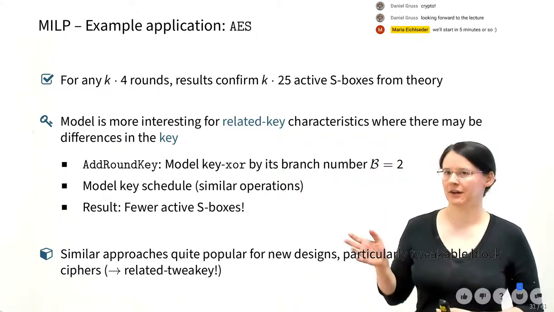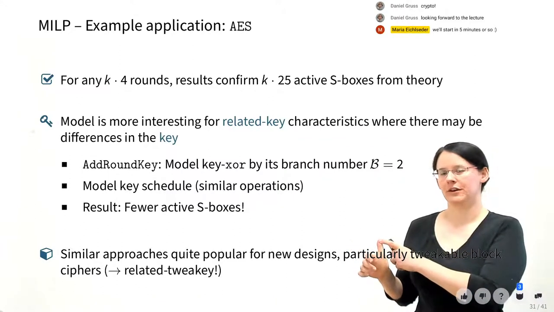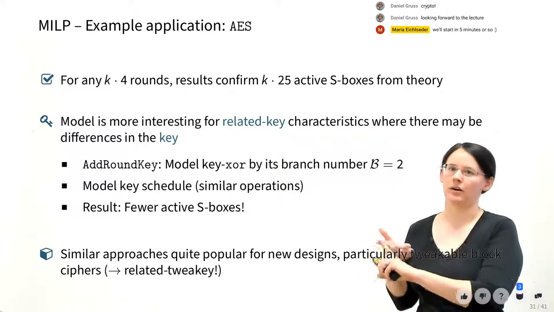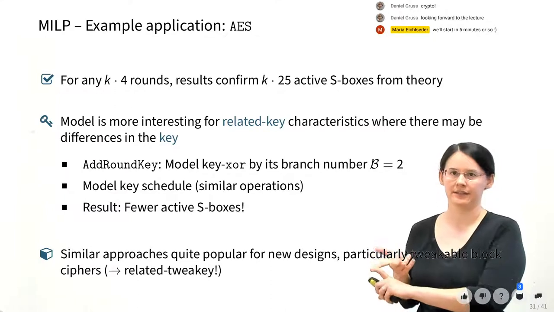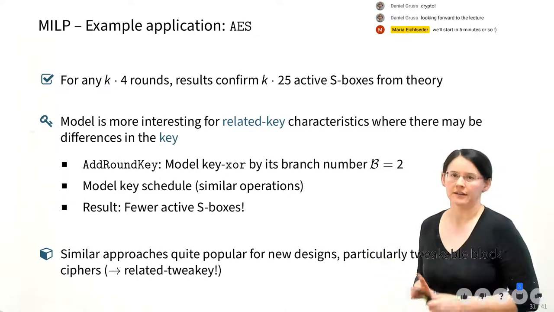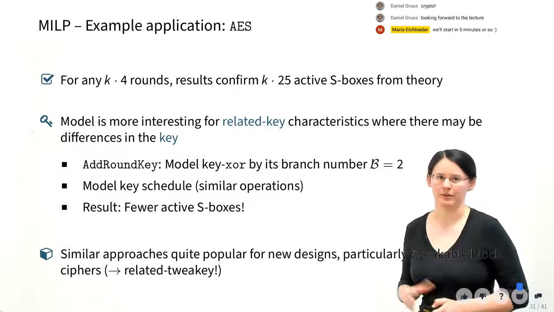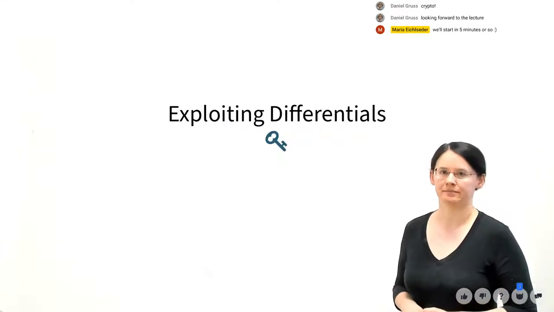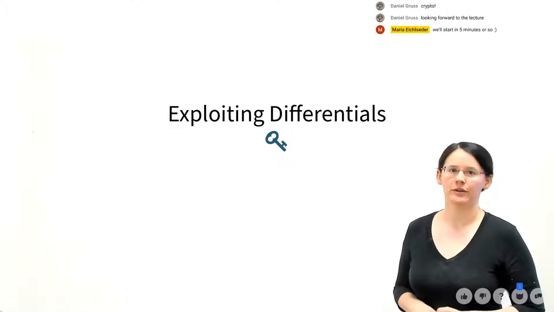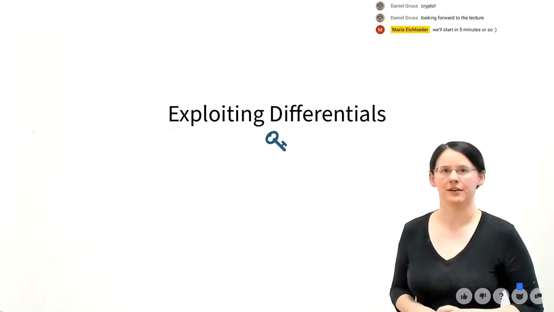Okay, so this is how to prove that no good differential characteristics exist, or how to find good characteristics for a cipher. Now let's have a look in the last part about how we can actually exploit them and what we can use them for. So what do we do once we've actually found a good differential?